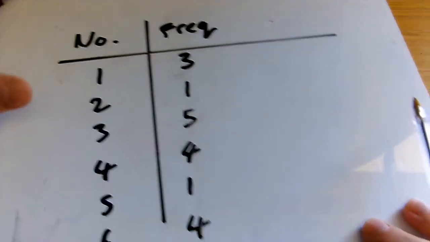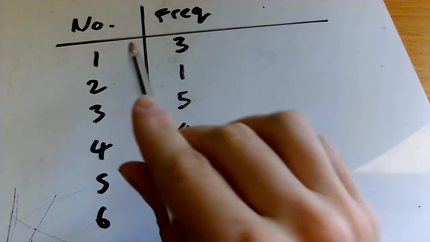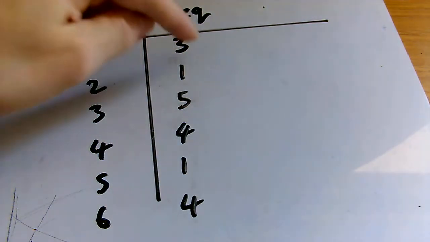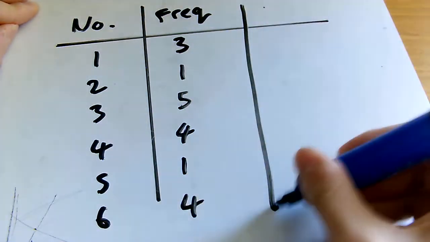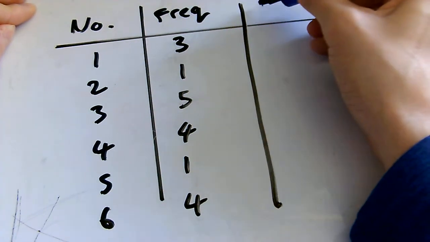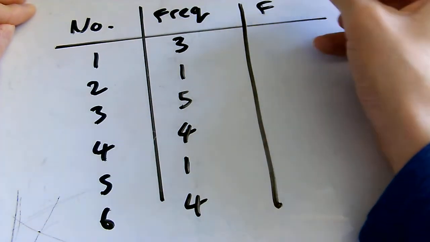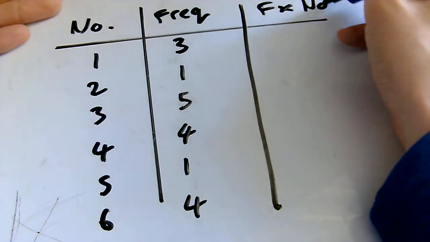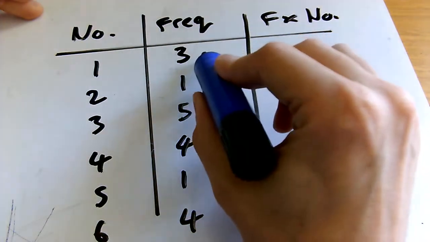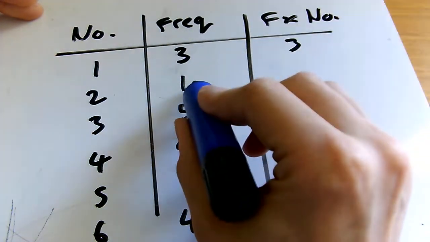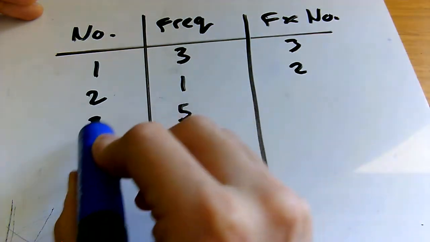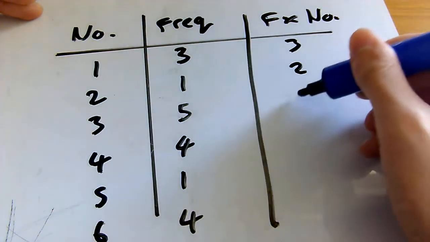That can be done on the table, but we have to do one more extra calculation. We have to say, well, this means there's 3 ones. So we would do 3 times 1 in an extra column, and we'd call that usually the frequency times, in this case it would be times the number, often it'll be times a variable like x or something like that. 3 times 1 is 3. Okay, there's 1 two, so that's going to be 2. There's 5 threes, so we do 5 times 3 is 15.